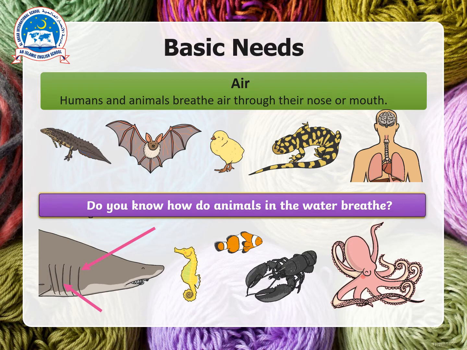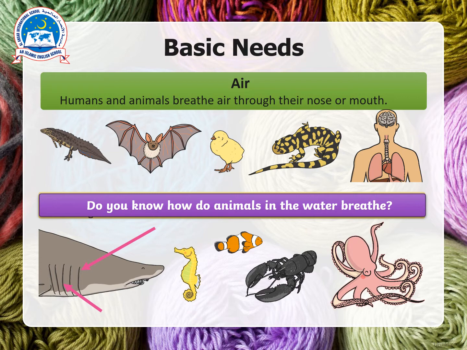The first need is air. You all breathe in air through your nose and mouth. Animals also do the same. But some animals that live in water breathe in a different way. Can you recall how do they breathe?